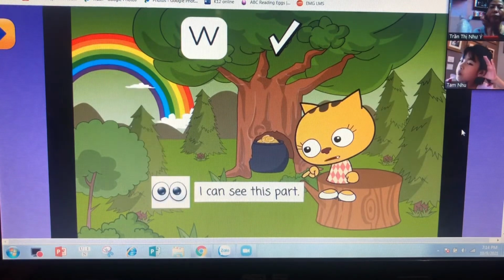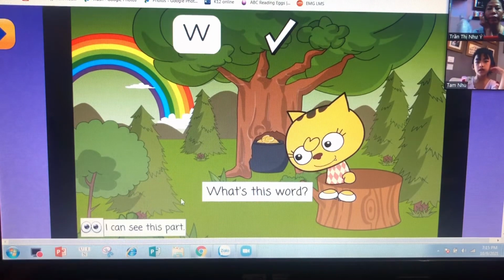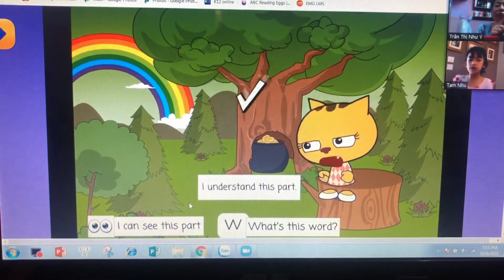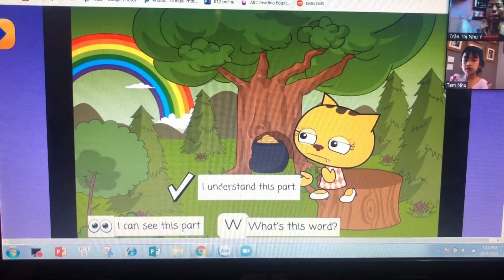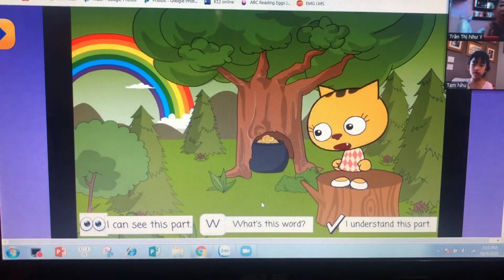If there's something in the text that you can see really clearly in your head, you would use this symbol to show, I can see this part. If there's a word in the text that you don't understand the meaning of, you would use the symbol that shows, what's this word? If you have figured something out in the text, or if it makes sense to you, use this symbol to show, I understand this part. They teach you how to read.